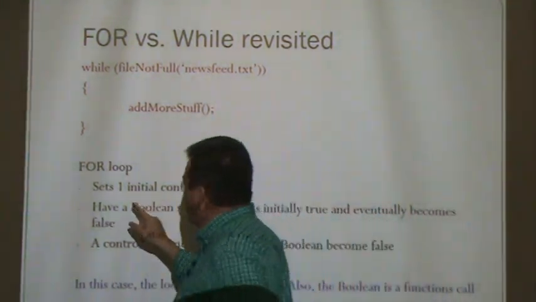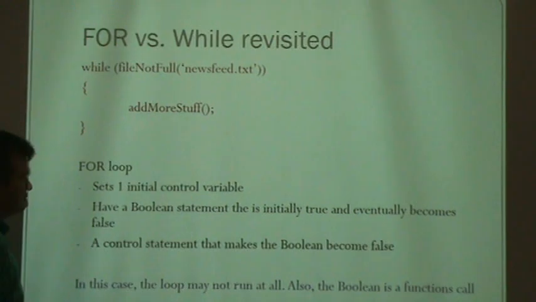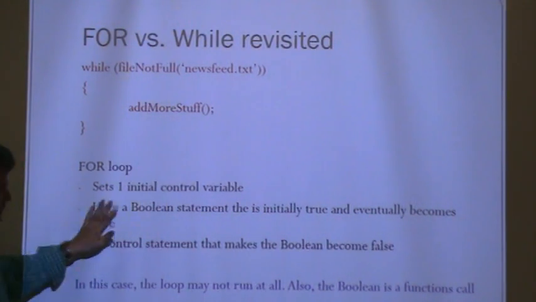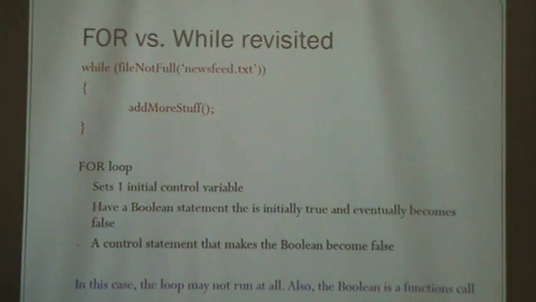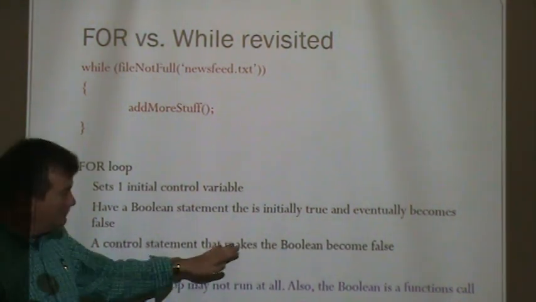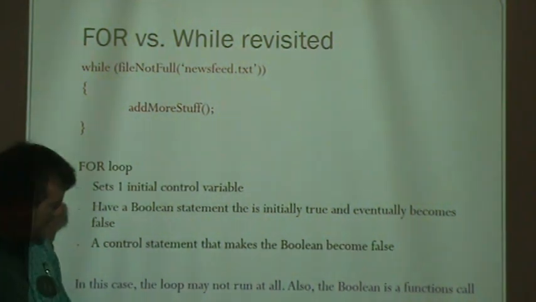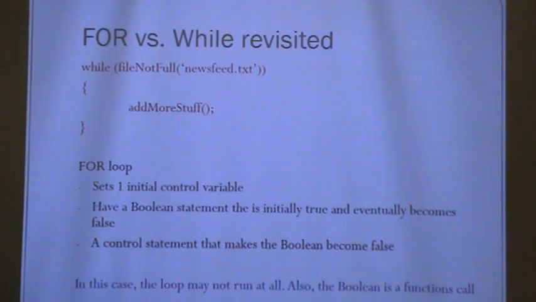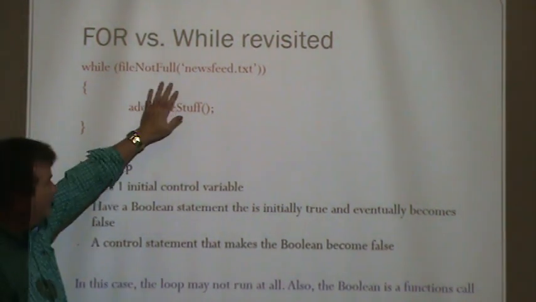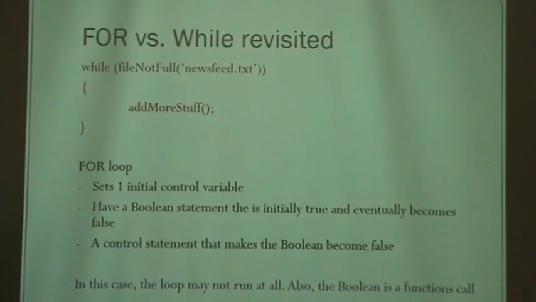So the for loop says one initialize and control variable. You have a Boolean statement that is initially true and usually becomes false. And then a control statement that makes the Boolean eventually become false. In this case, the loop may not run at all because it's a while loop. And the Boolean statement is in fact a call to a function.